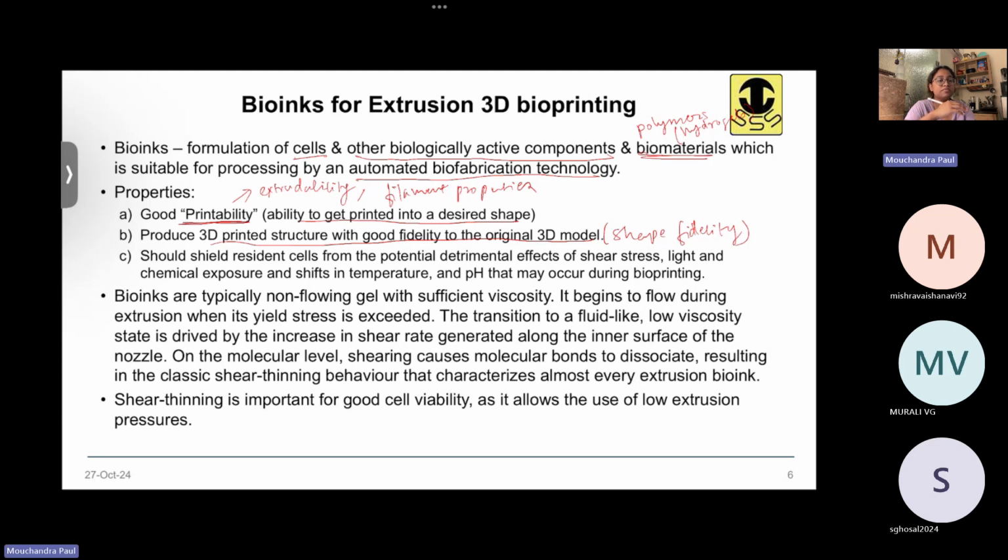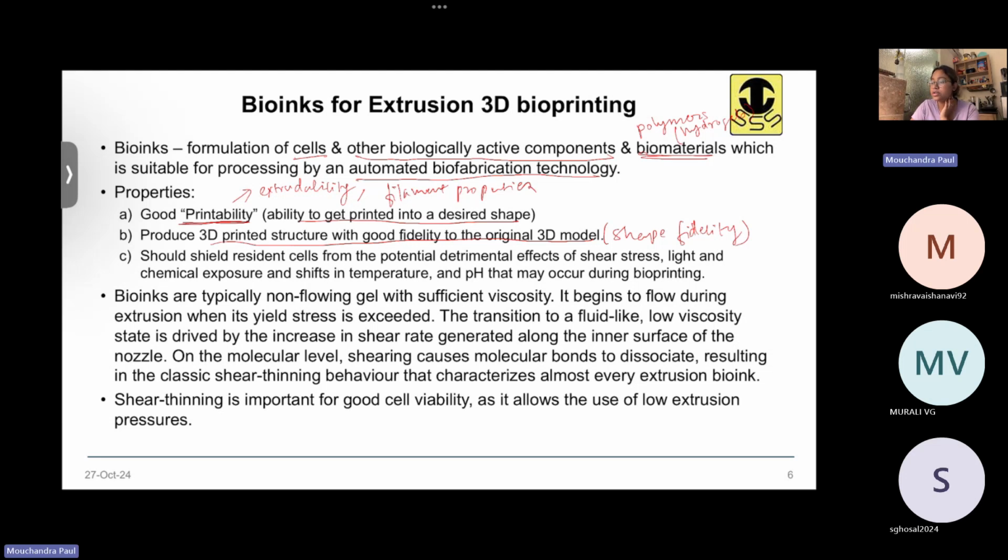Then once these two properties match, like, okay, fine, you have made a bioink that has very good printability and it can give you the original shape of the CAD model every time. Okay, then how good is your bioink in shielding the cells from the detrimental effects of the shear stress? Whether or not within your bioink the cells are alive, what is the percentage of cell viability that you are observing after bioprinting? Okay, that is the third aspect that one should look at.